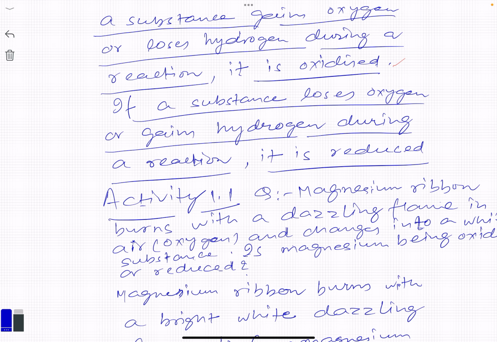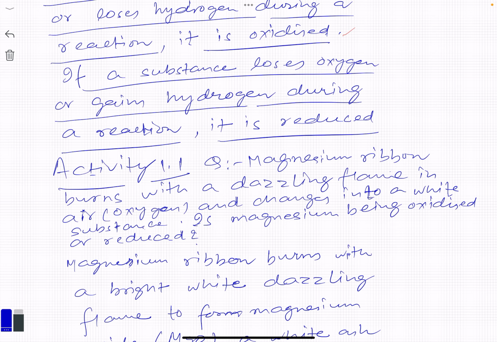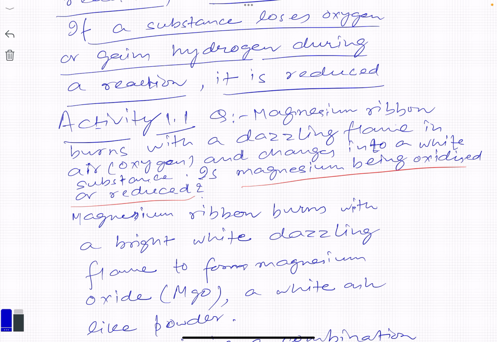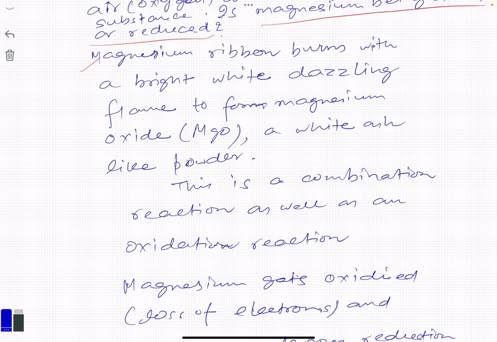Now we come to Activity 1.1 of the NCERT science book, class 10th, in which the question is given: magnesium ribbon burns with a dazzling flame in air, oxygen, and changes into a white substance. Is magnesium being oxidized or reduced? The answer is, magnesium ribbon burns with a bright white dazzling flame to form magnesium oxide, a white ash-like powder. This is a combination reaction as well as an oxidation reaction.